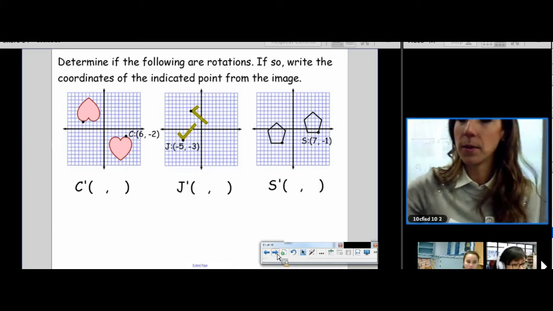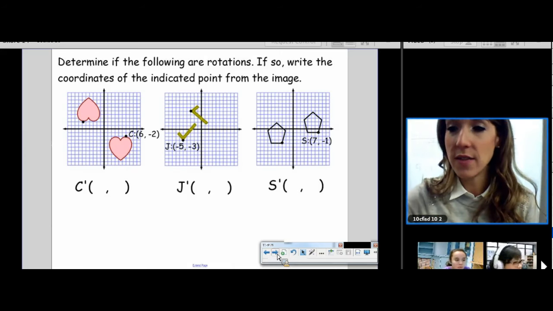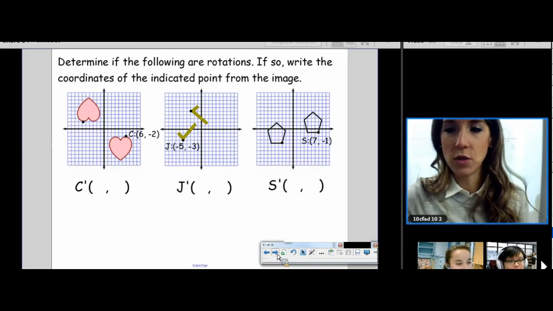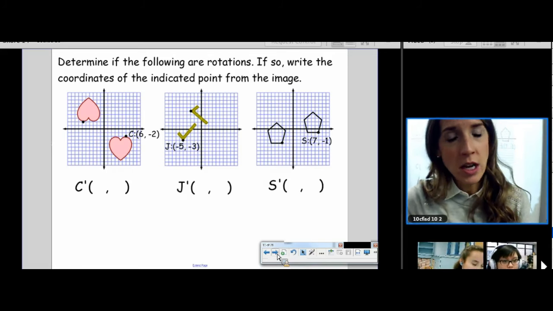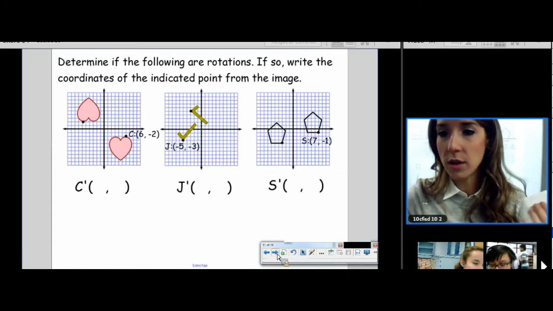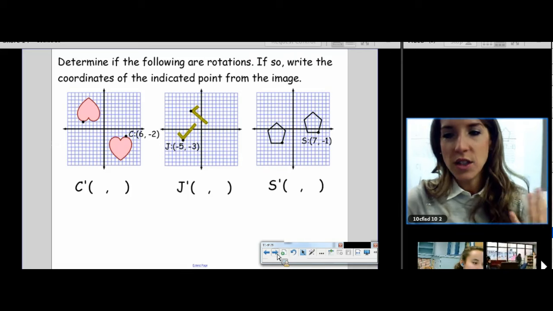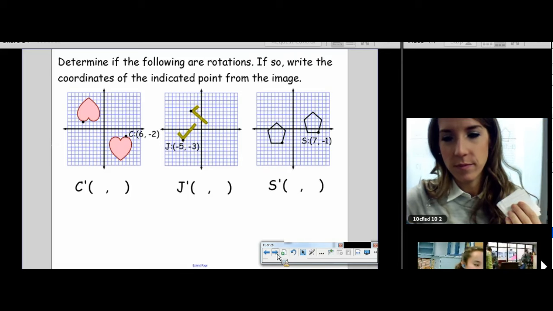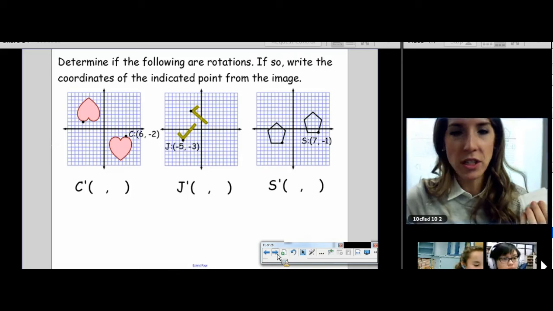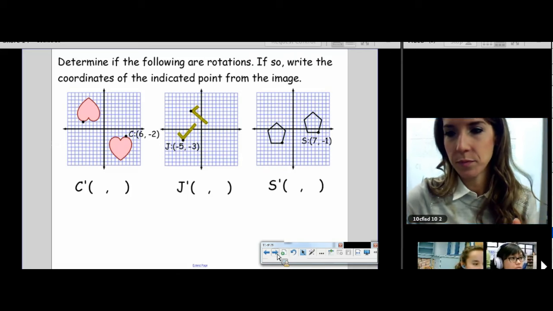Determine if the following are rotations. If so, write the coordinates of the indicated point from the image. Remember, the first one is called the pre-image, and the result is called the image. So let's look at that heart. Do you think it's a rotation? Yeah? How many degrees do you think? Anyone can type it.